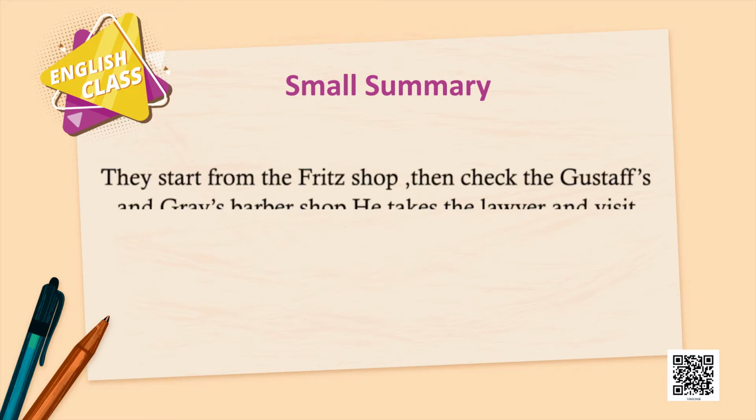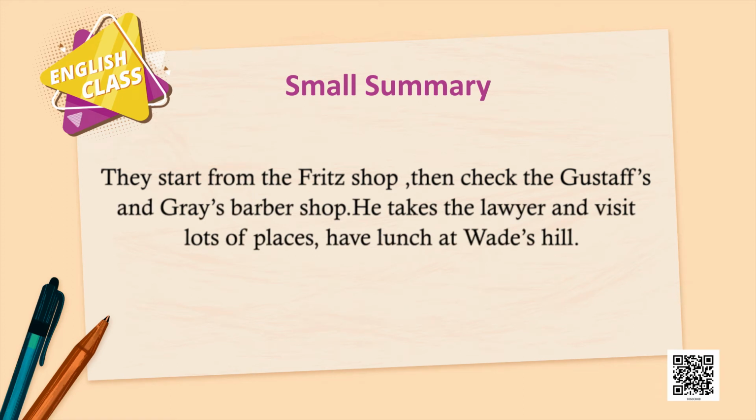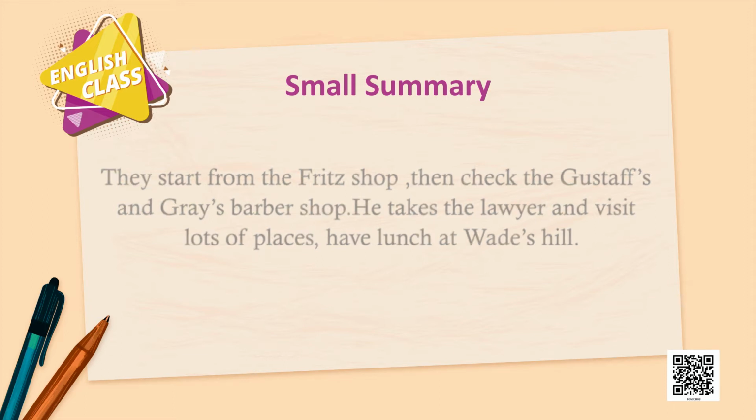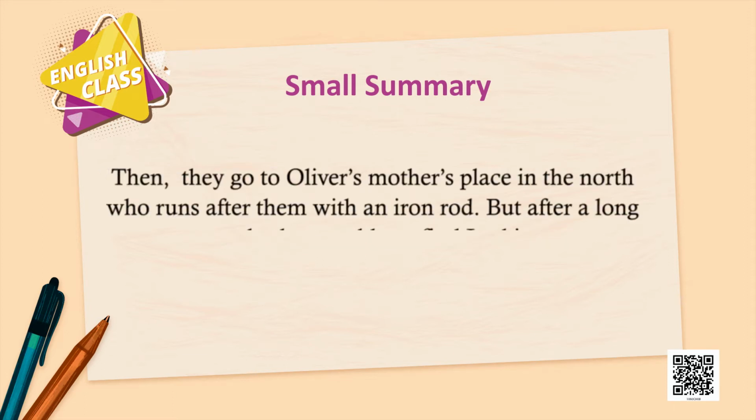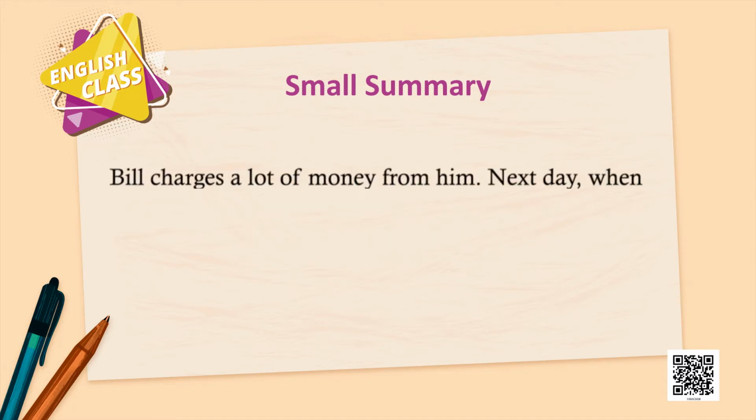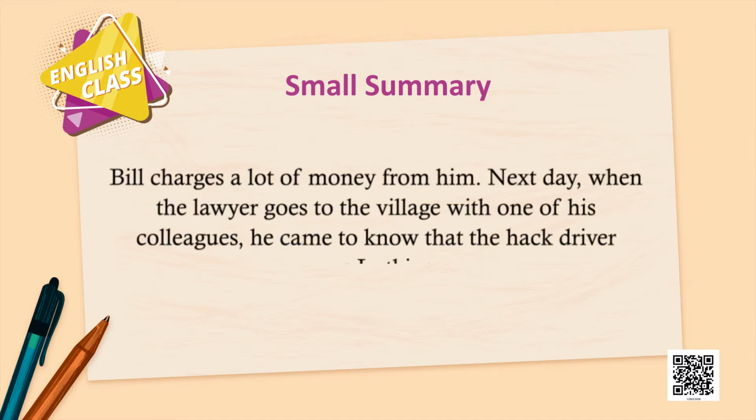They start from the Fritz shop, then check Gustav's and Gray's barber shop. He takes the lawyer to visit lots of places and they have lunch at Wade's Hill. Then they go to Oliver's mother's place in the north, who runs after them with an iron rod. But after a long search, they could not find Lutkins. Bill charges a lot of money from him.